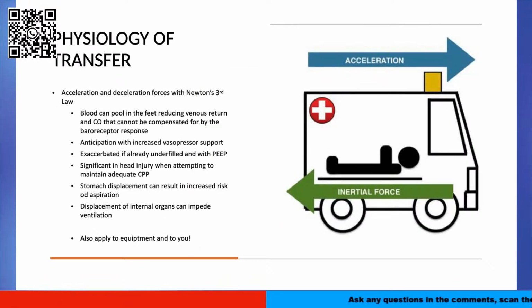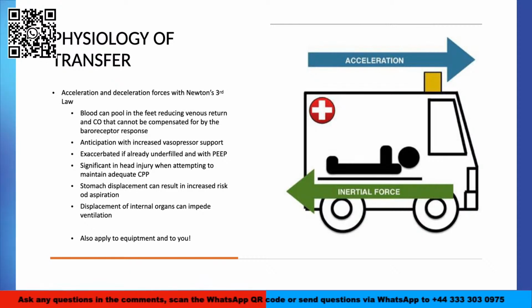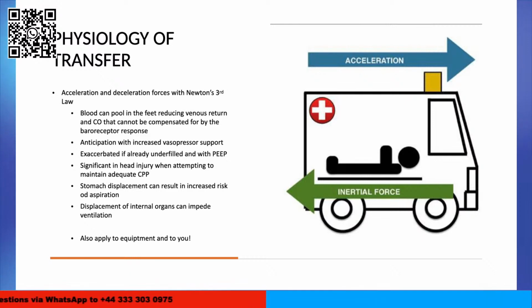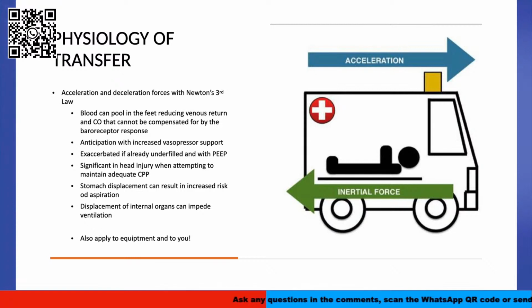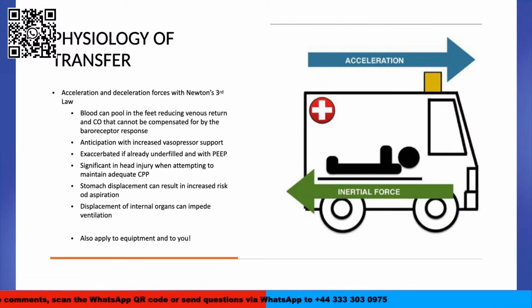So now we're just going to briefly discuss some of the physiology behind transfer and some of the problems that you may encounter on the way. So one of the main problems is the acceleration and deceleration forces that occur by road. And these can cause blood to pool in the extremities, such as the feet, and impede venous return and hence cardiac output. It may be that in anticipation of this, you have to increase some of your vasopressor support, and as we said before, this is often exacerbated in patients who are chronically underfilled or ventilated patients with a high PEEP.